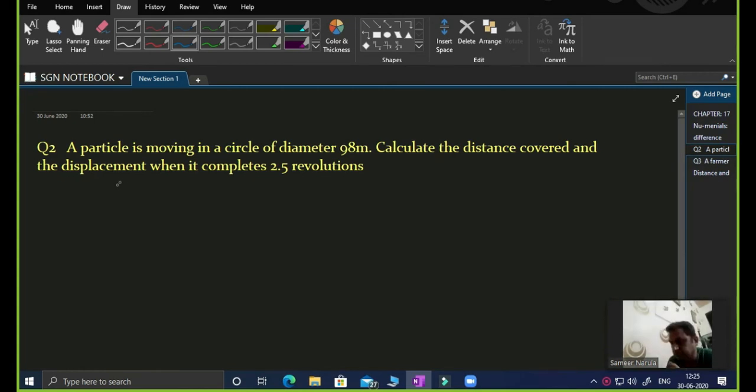Now we have the next question. First of all, I will read the question for you. A particle is moving in a circle with a diameter of 98 meter. Calculate the distance covered and displacement when it completes 2.5 revolutions. Let's first try to understand what the question is about. This is the diameter that we have with us, 98 meter.